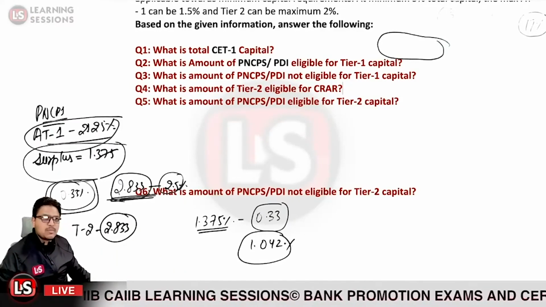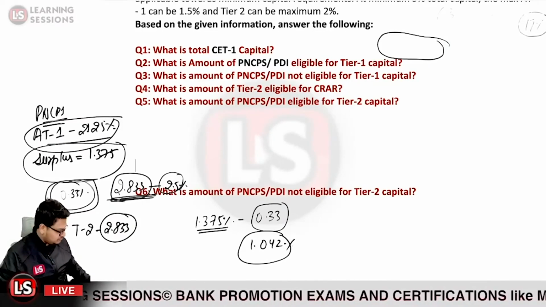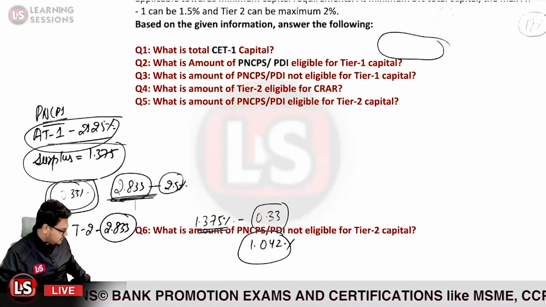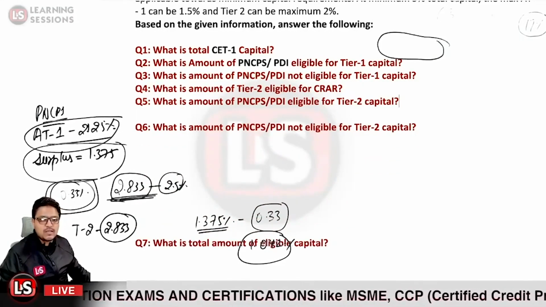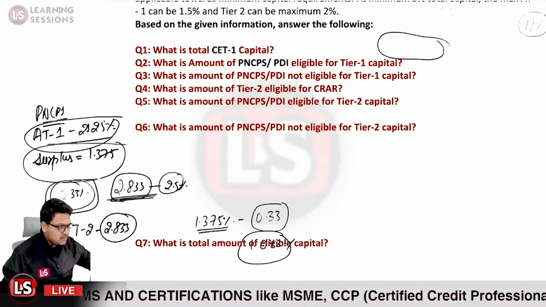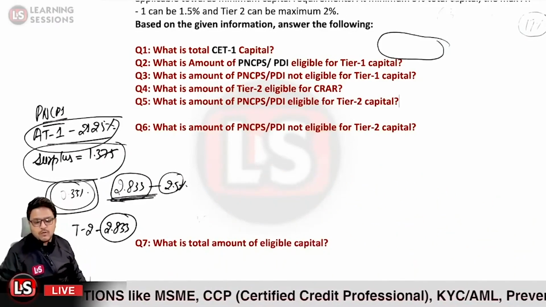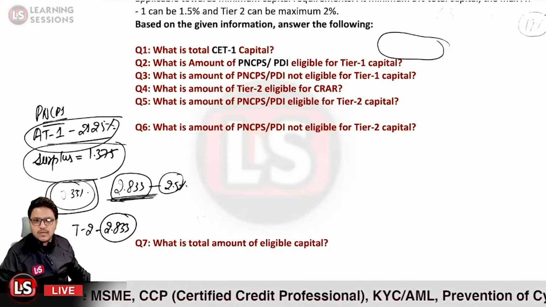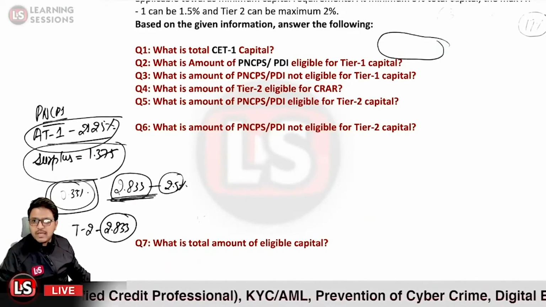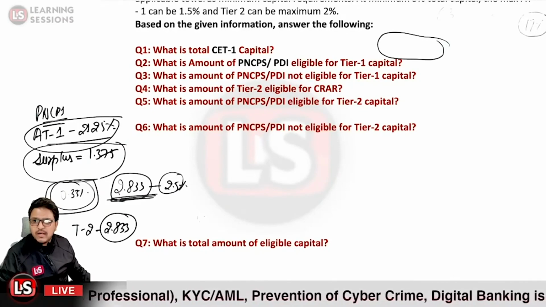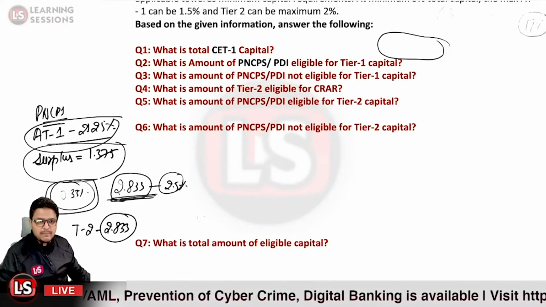Okay. And question number 7, that is the last question for this case study. It says, what is the total amount of the eligible capital? So kindly please do answer at the earliest. We have already calculated all the capitals, and further we need to tell what would be the total amount of the eligible capital.